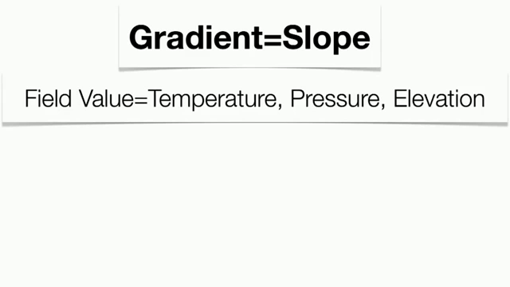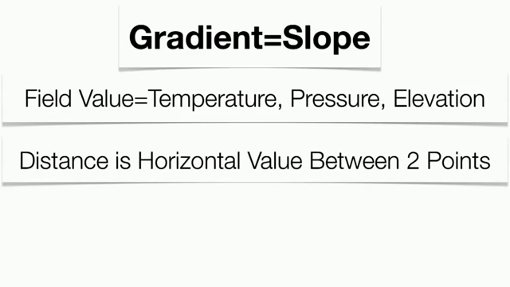But if you notice here, field values is not only for elevation, you can also do it for anything that's a measurable quantity, like temperature, pressure, just to give you a couple examples there. The distance is going to be the horizontal value between the 2 points, so you subtract the field value, you divide it by the horizontal distance between them.